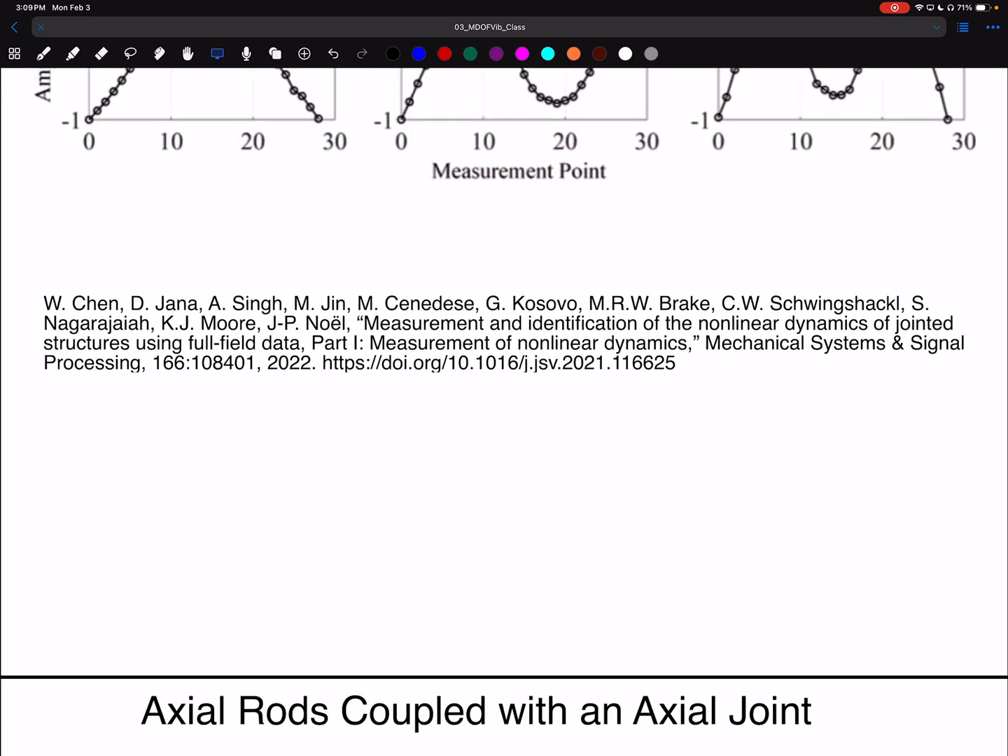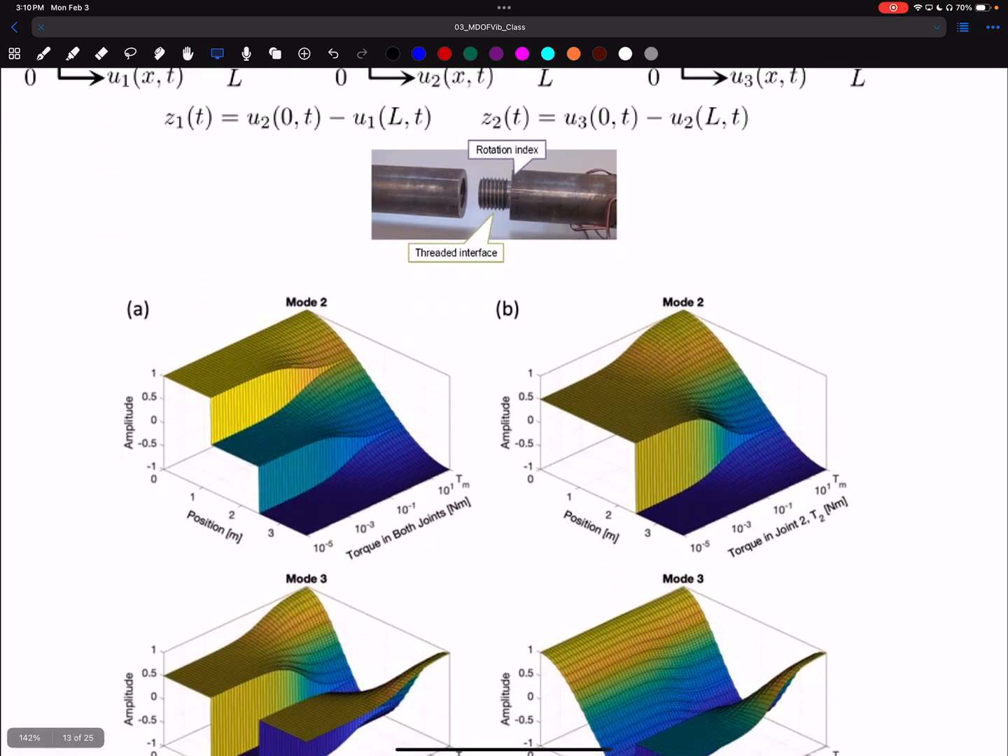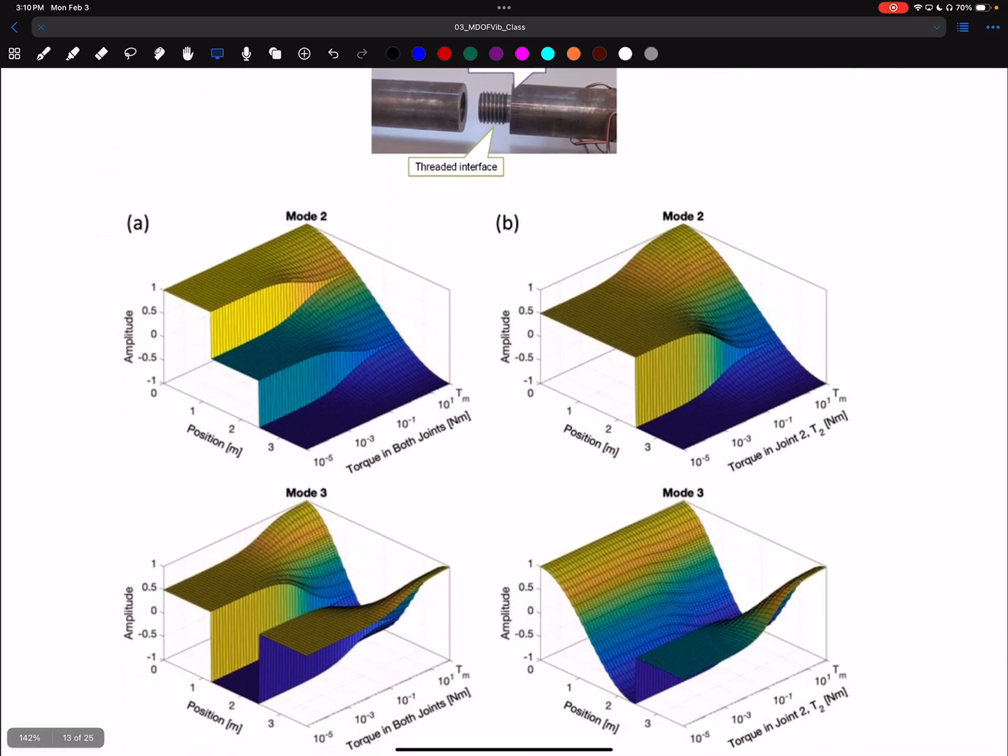And then the last one I wanted to discuss is one where we have 3 axial rods, and they're connected by a bolt or a threaded interface. In this research, we're studying how these things loosen, or how the tension or the torque in that interface changes over time. We find that the mode shapes depend on the torque or the tension inside them. And so we're able to plot here how these mode shapes change as a function of the torque in the joints, as shown here.